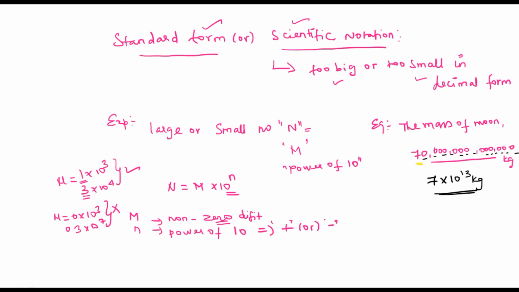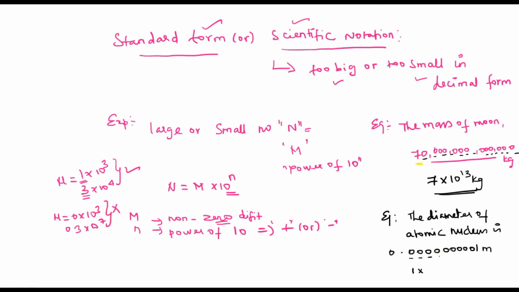Second example: the diameter of an atomic nucleus is, for example, 0.00000000001 meter. So how can we write it in scientific notation? Here the first digit should be 1. How many zeros do you have to count? 1, 2, 3, 4, 5, 6, 7, 8, 9. About 10 power minus 9 meter.